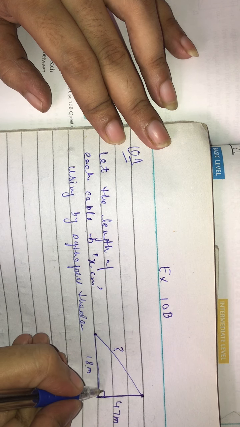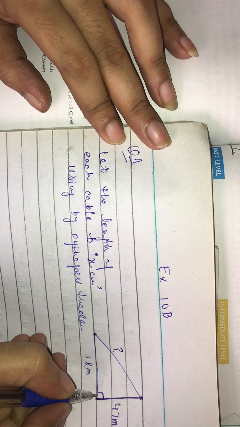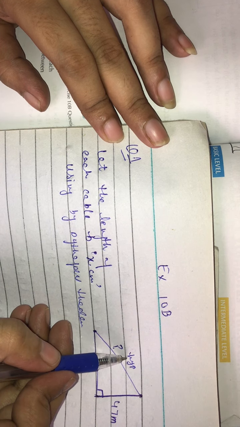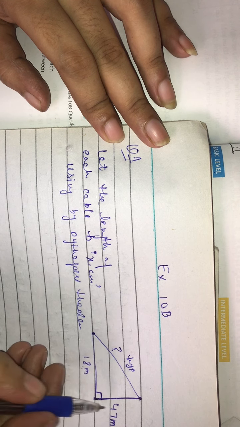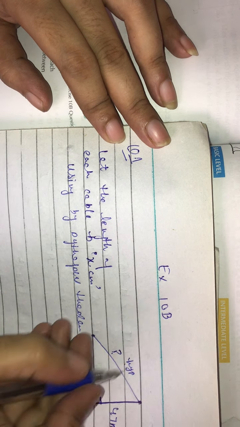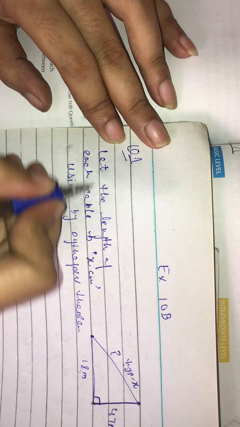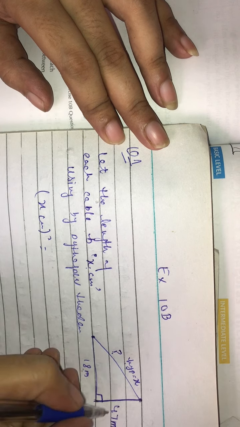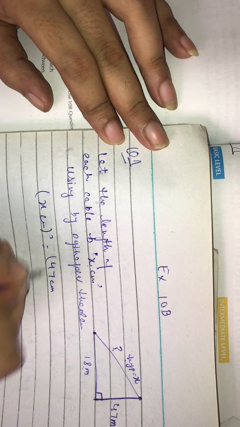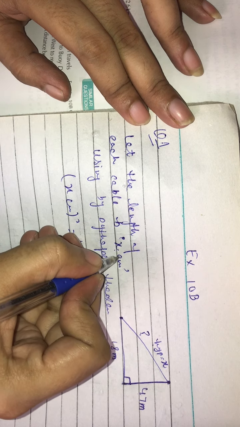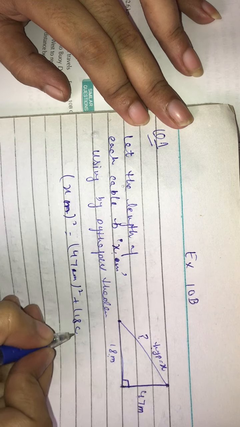Okay, this is a 90-degree angle, that's why this is called a right angle triangle. The side opposite the right angle is called the hypotenuse. By Pythagoras theorem, the square of the hypotenuse is equal to the sum of the squares of the other sides. The hypotenuse is x, because we took let x. So x square, x meter square, equals 47 meter square plus 18 meter square. Sorry, these are all meters, this is meter square.